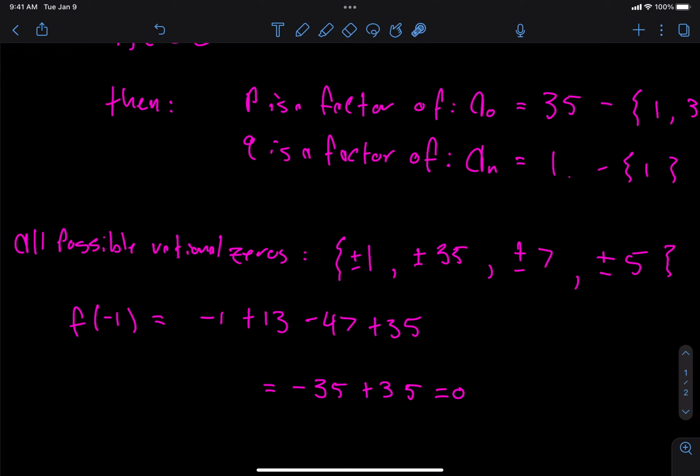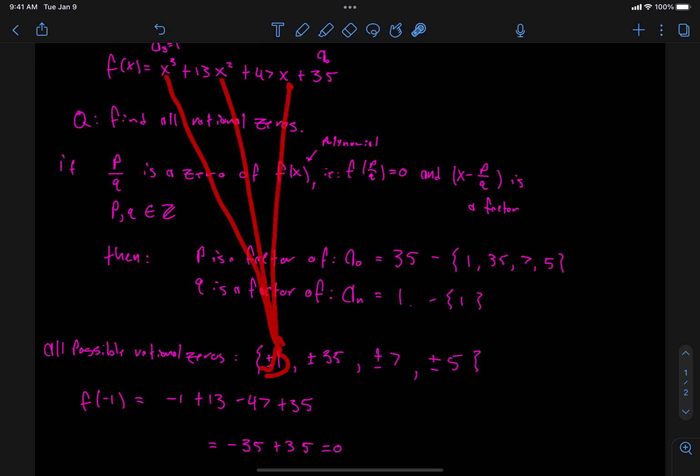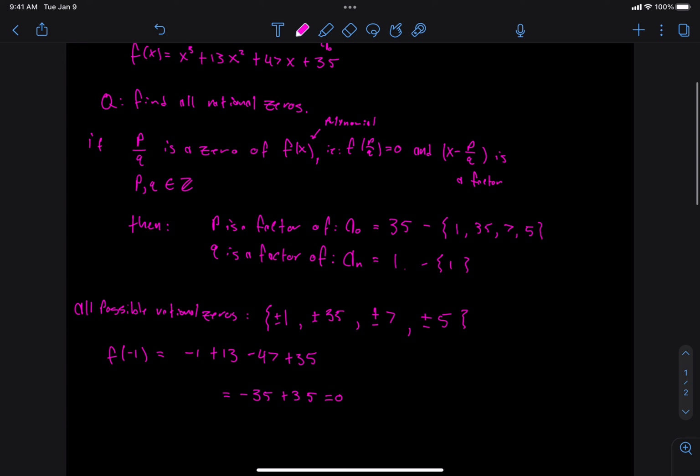Did everyone catch that? Okay, all I did was I took -1 and I plugged it in for x here and here and here. And when I did that, unless I did something wrong, I got 0. So what does that tell me? That tells me that x equals -1 is a 0.